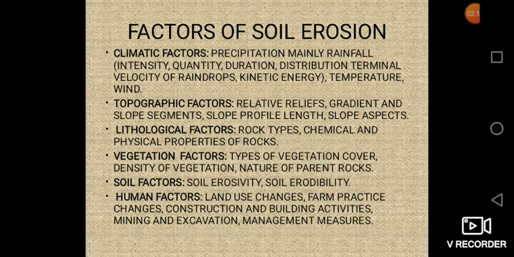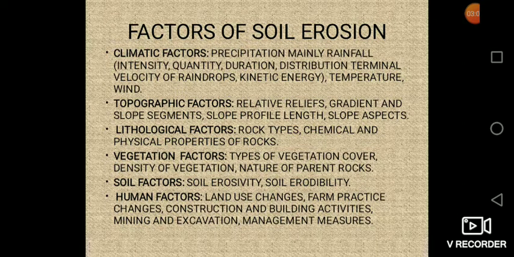Now, topographic factors. Here the gradient and the slope factors also determine the soil erosion. Lithological factor: if the soil type is limestone, and what type of chemicals and materials they are having, it also determines the soil erosion. Vegetation factors, types of vegetation, and nature of parent rocks are also very crucial in determining how much soil erodibility there will be. Soil factors like soil erodibility also come into consideration.